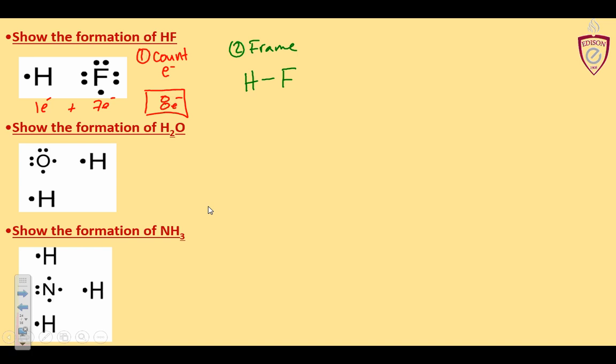So I've got my frame in there. The next part is my lone pairs. Fluorine had 2, 4, 6 electrons by itself in lone pairs around it, so I'm going to draw those in. We didn't put any around hydrogen because hydrogen didn't have any left to start with. It can only hold 2, so that's all there is to it.